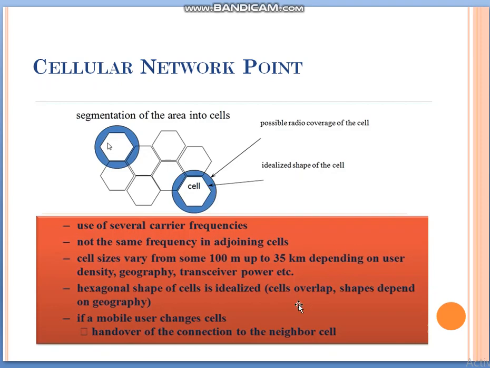The transceiver power of cells, means the transmitter, depends on the range of the cell and the range of the user, and how to communicate. The hexagonal cell is idealized, means cell overlap, geographical areas, all parameters fit to them, and handing over the connection to the neighboring cell.